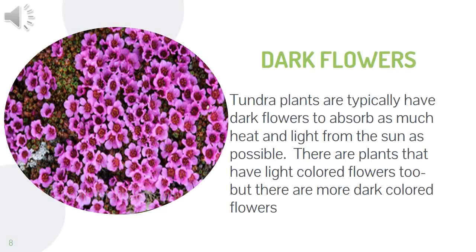Another adaptation that is typical for a tundra plant is that if they're flowering plants, they typically have dark flowers to absorb as much heat and light from the sun as possible. There are some plants that have light-colored flowers too, but most of the flowers that you're going to find are going to be darker in color, like these purple ones that we see in the picture here.